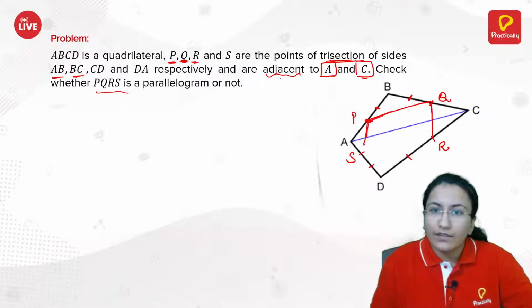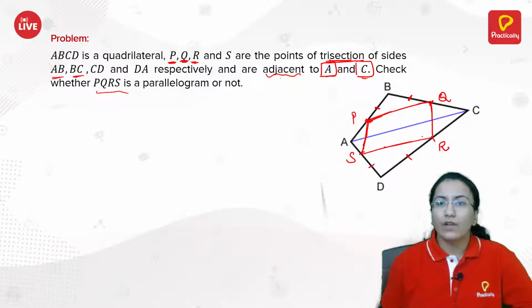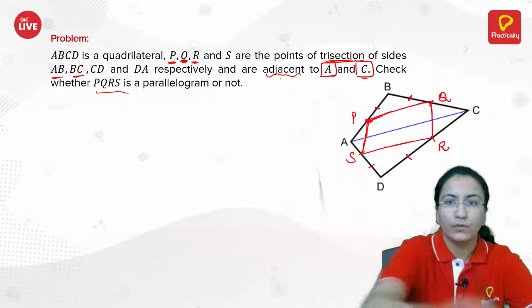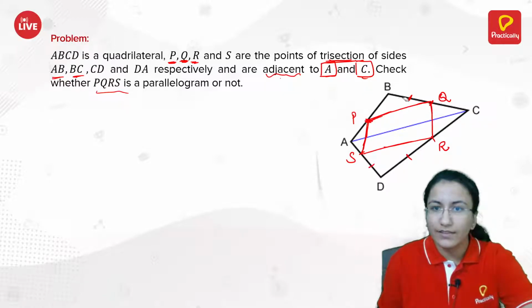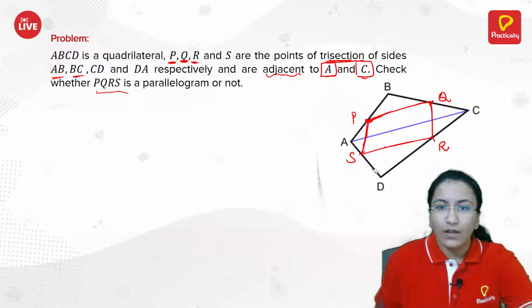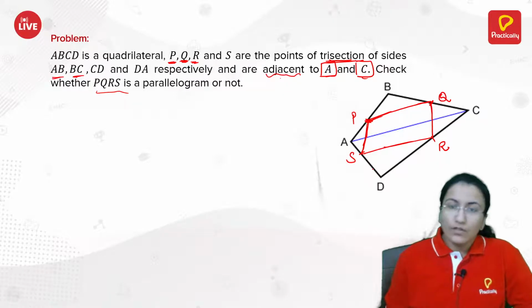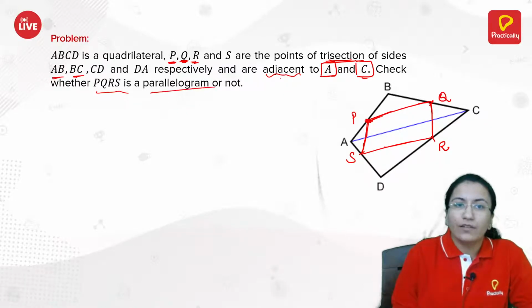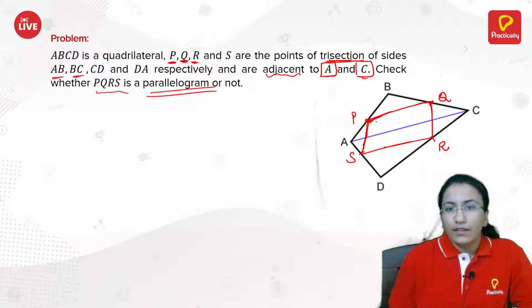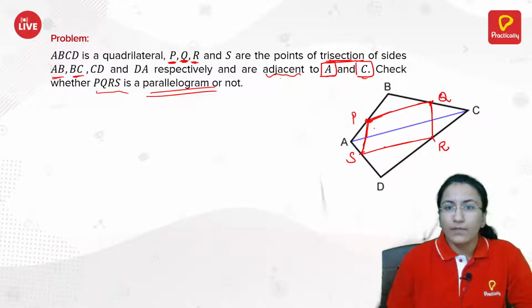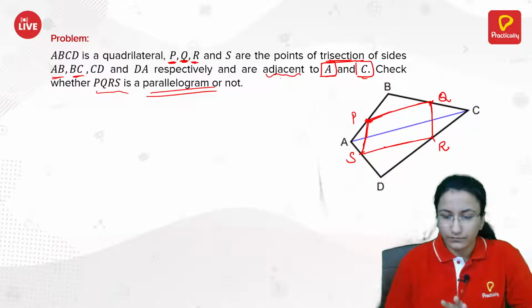So I'll draw this quadrilateral. Okay, I'll remove all other points which are just creating a mess. So now you have this quadrilateral with you. If this is a parallelogram, then PQ must be parallel to SR and QR must be parallel to PS.